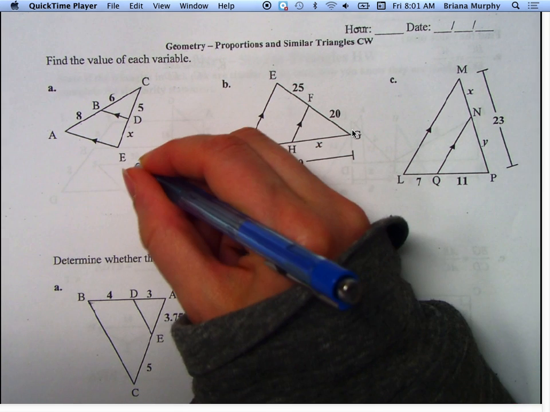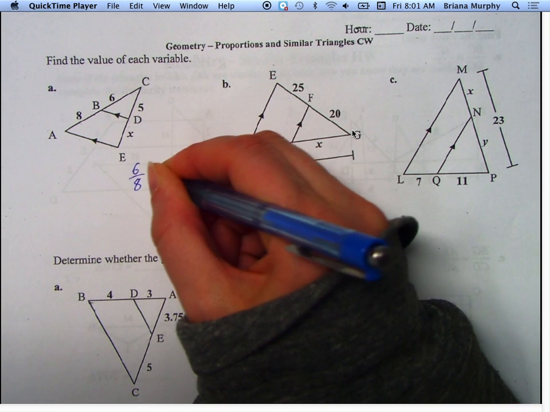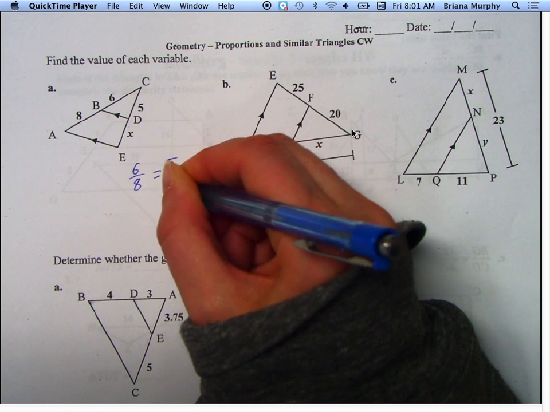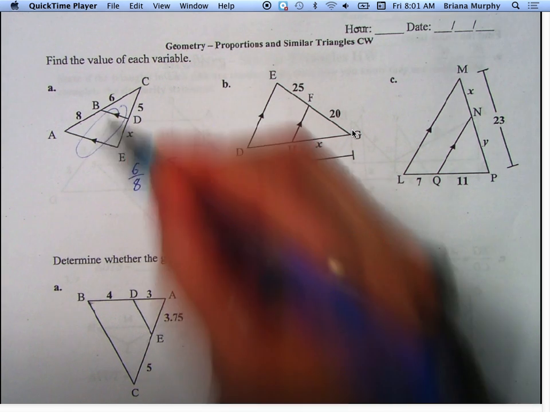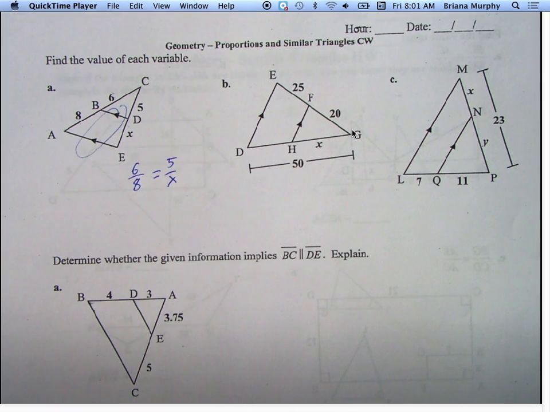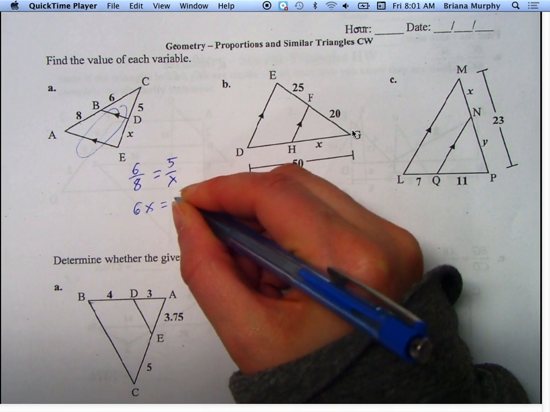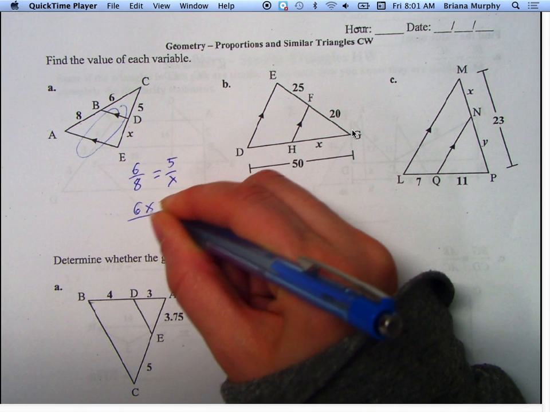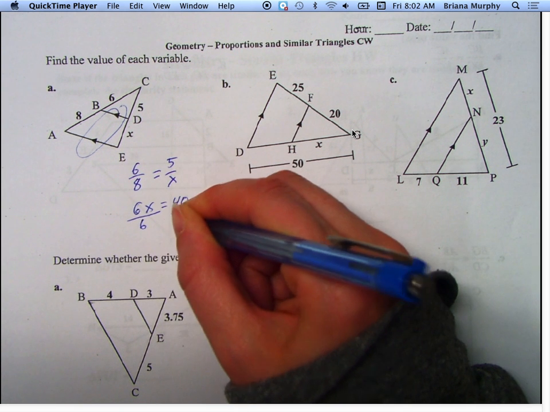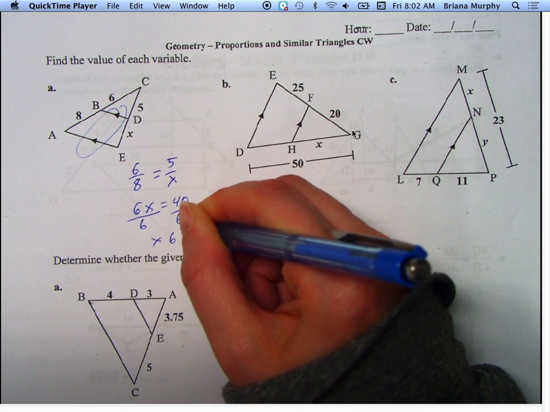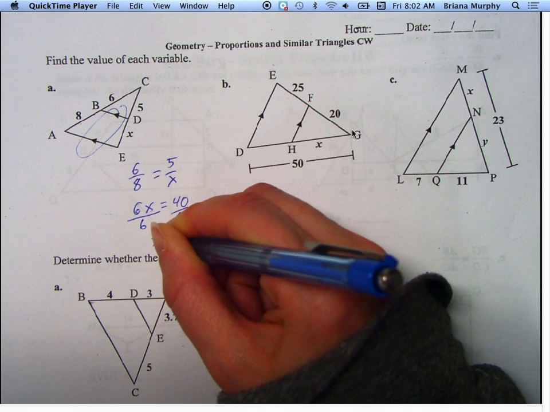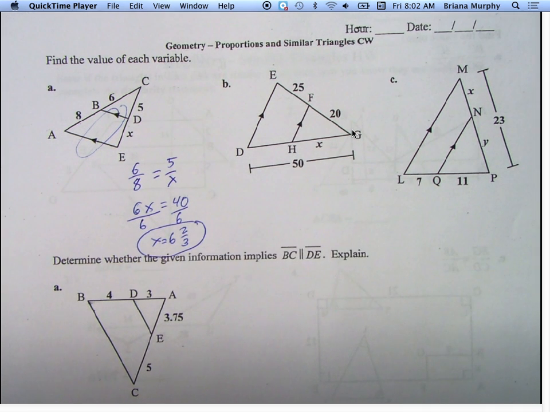So 6 over 8 has to equal 5 over x. Now this is only if these sides are parallel. But then again, it's just my cross multiplying that we've been doing this whole time. We get 6x equals 40. Divide both sides by 6. X equals 6 2/3. And you can leave it as a decimal as well.